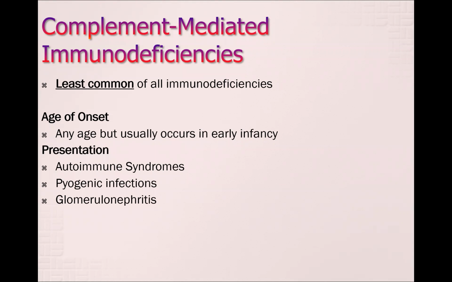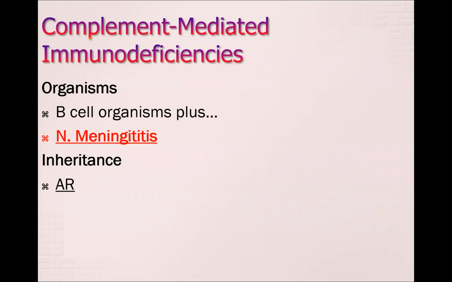So that's why you'll see Dr. Kramer and Dr. Holloman anytime they're working somebody up for recurrent or significant glomerulonephritis, wanting to get complements to see if they have an underlying immunodeficiency that may be associated with it. Okay, so the types of organisms that you're going to see are all of your encapsulated organisms, your B-cell organisms, plus Neisseria meningitidis. Neisseria typically tends to be the most significant and common one that we see showing up in patients with complement-mediated immunodeficiency.